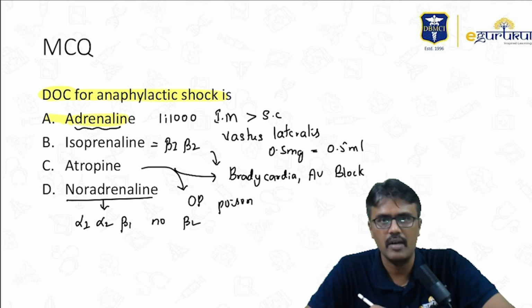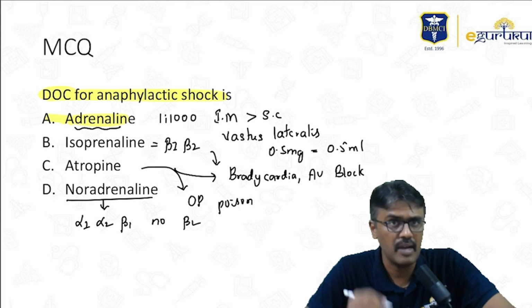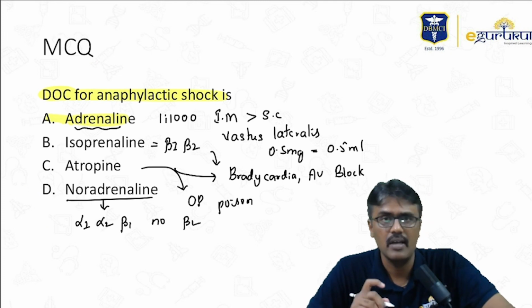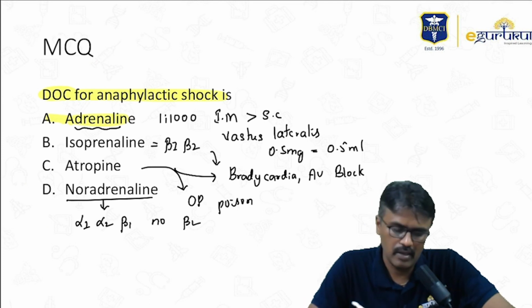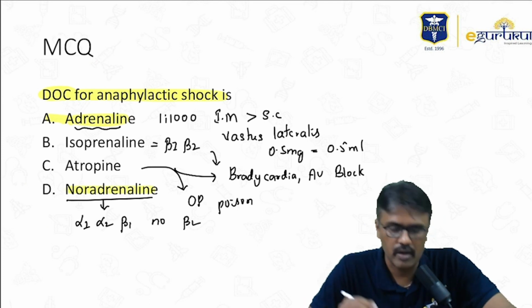Now, where do you use noradrenaline then? It is used in severe hypertension. Only in severe hypertension, it can be used in septic shock. And that is about the drug noradrenaline. So the drug of choice for anaphylactic shock is adrenaline.